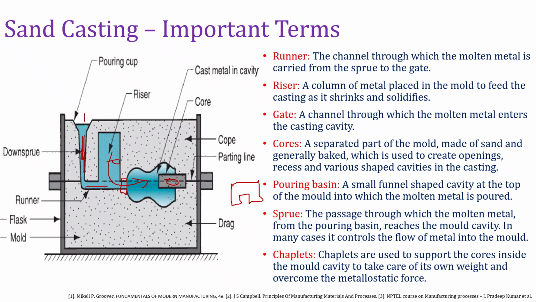Since cores are surrounded by the molten metal, they need some support. This support is provided by a component called a chaplet, which holds the core in its correct position and prevents further movement.